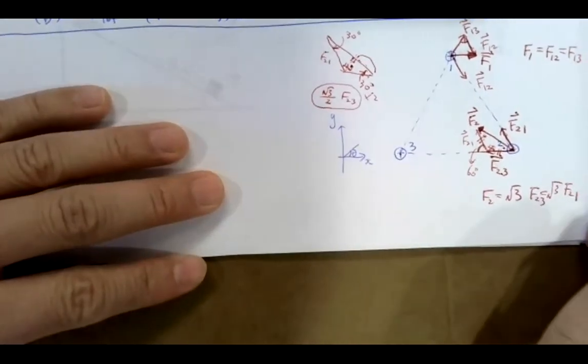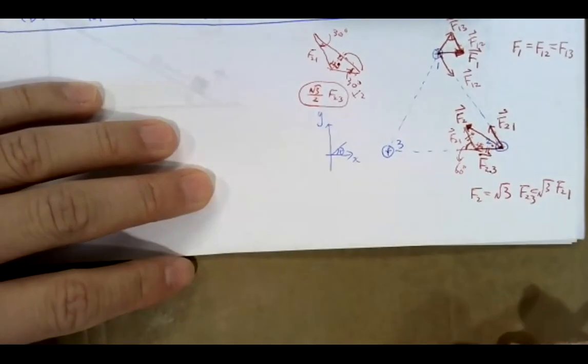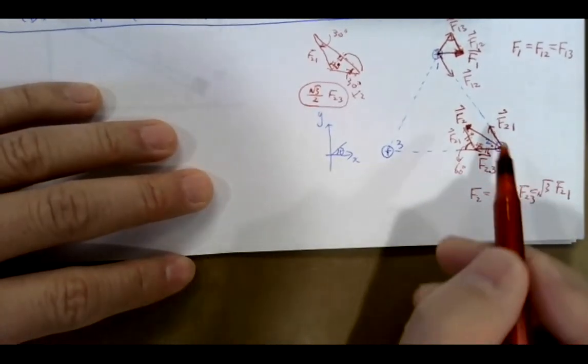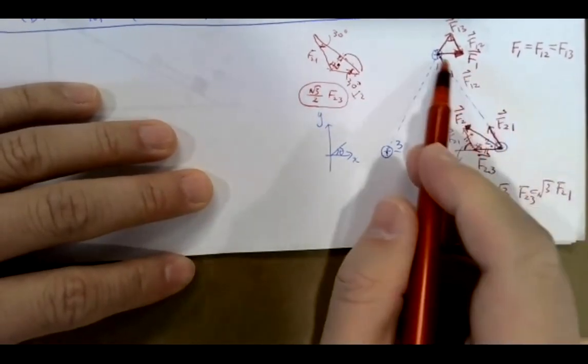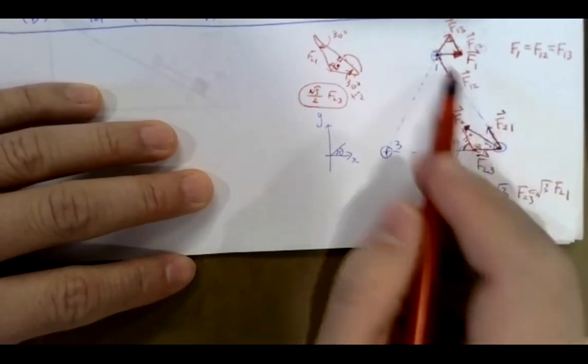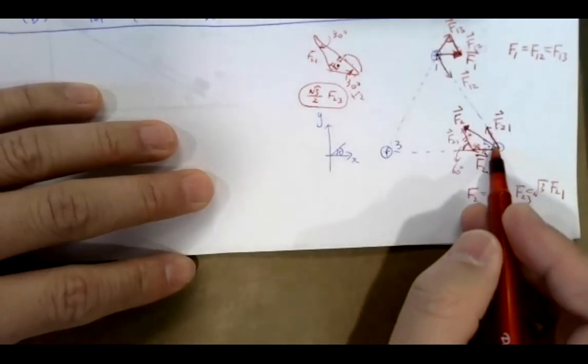So in summary, this one will be longer than this or that. They are all the same. So you can see F2 will be greater than F1 in that sense.